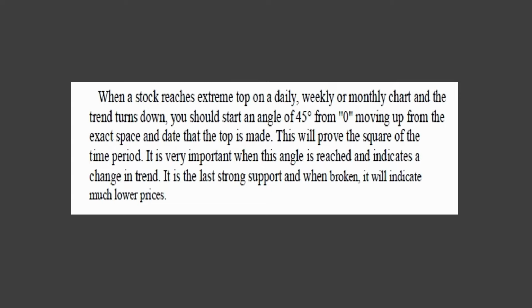And this is an important division of that angle concept. When a stock reaches extreme top on a daily, weekly, or monthly chart and the trend turns down, you should start an angle of 45 degrees from zero, moving up from the exact space and date the top is made. This will prove the square of the time period. It is very important when this angle is reached and indicates a change in trend. It is the last strong support, and when broken, it will indicate much lower prices.